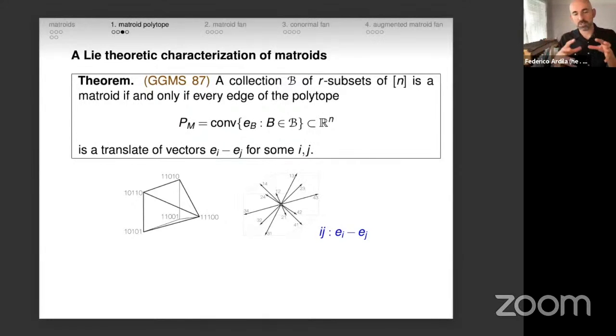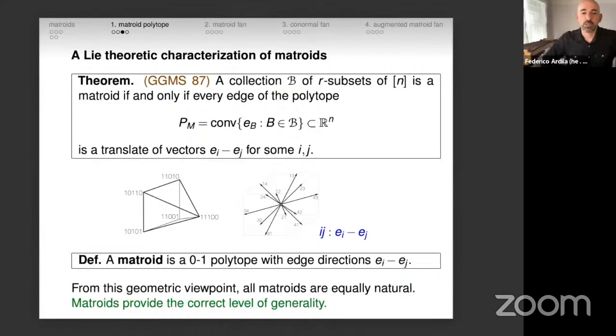In other words, if you take a bunch of 0,1 points and you form the polytope, and you find that that polytope only has edges of the form e_i minus e_j, then it must be that you started with a matroid. So this completely characterizes matroids. I find this a really remarkable theorem, and it says that we can give a new definition of matroids. I can say that a matroid is a 0,1 polytope with edge directions e_i minus e_j. This completely characterizes matroids.